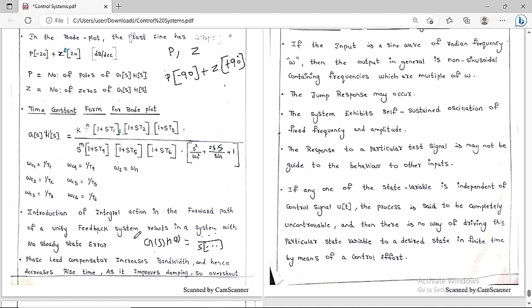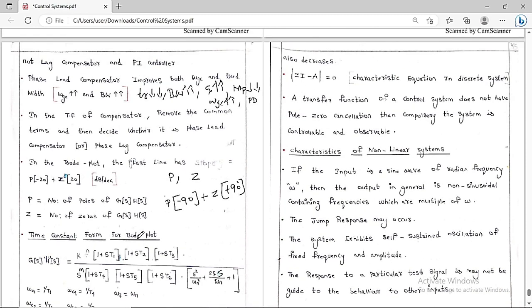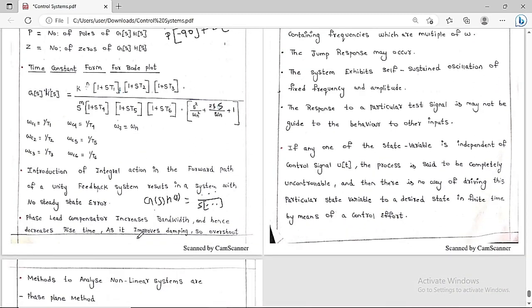The next point is that the phase lead compensator is going to increase the bandwidth and hence decrease the rise time. As it is going to improve the damping, overshoot also decreases. This point I already told you in the case of the phase lead compensator. A phase lead compensator means it is going to improve only the transient response of the system.